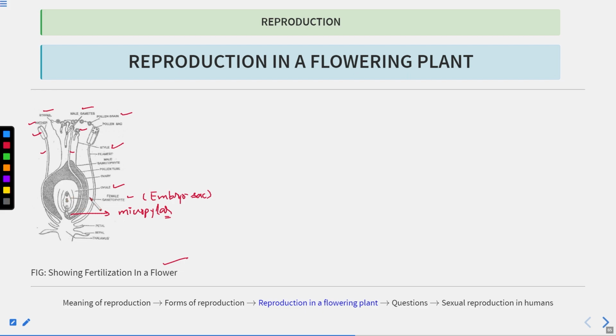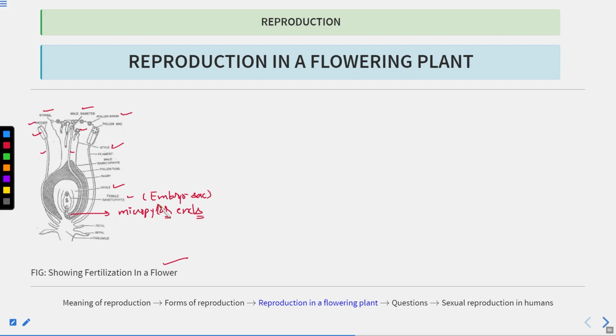Within the embryo sac, as I've already shown you, the egg cell is present along with the synergids at the micropylar end, and the antipodals are present at the chalazal end. When the pollen tube enters through the micropylar end, where the egg cell and the synergids are present, one male gamete will fertilize the egg cell, and the other male gamete will fuse with the two polar nuclei, leading to the formation of the endosperm.